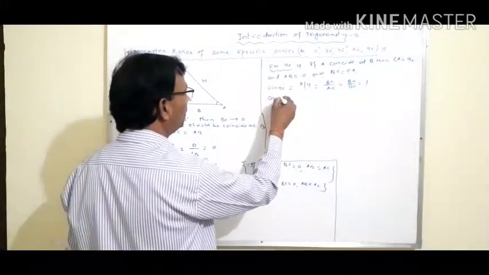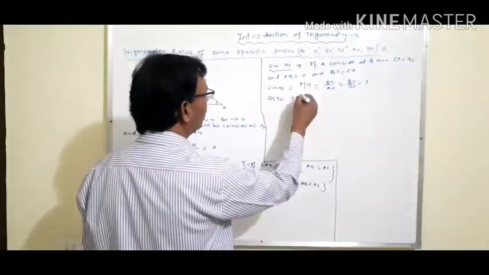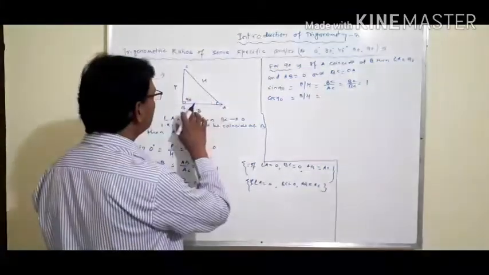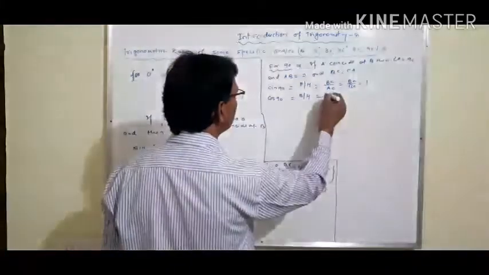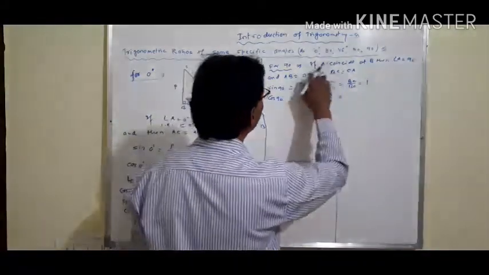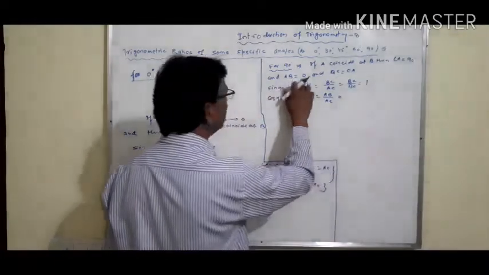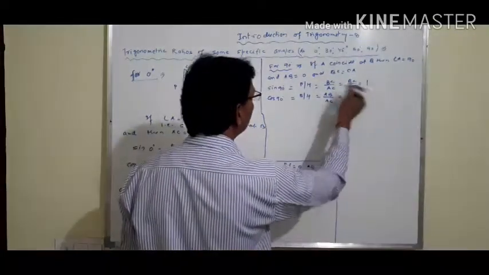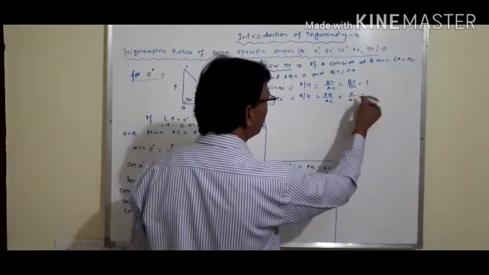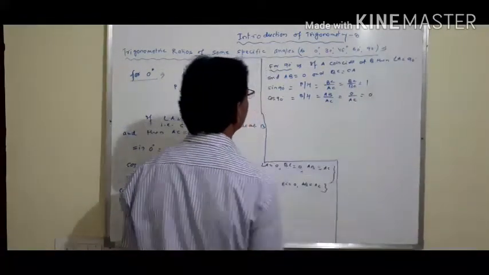Cos of 90 equals base upon hypotenuse. In this situation, base is AB and hypotenuse is AC. You can see here the base AB is 0 and AC is AC. So 0 divided by any number is 0.